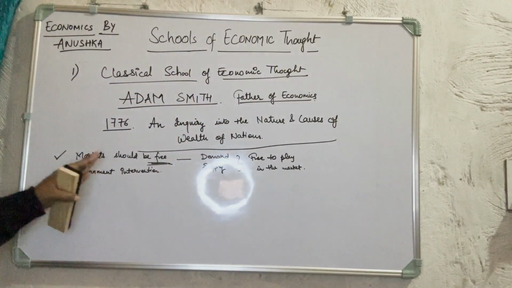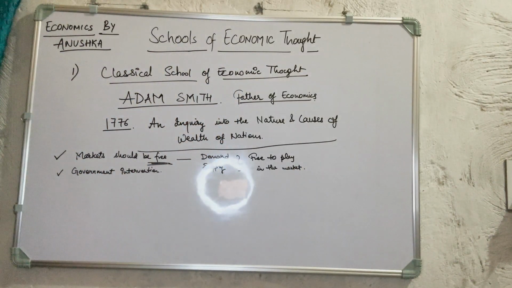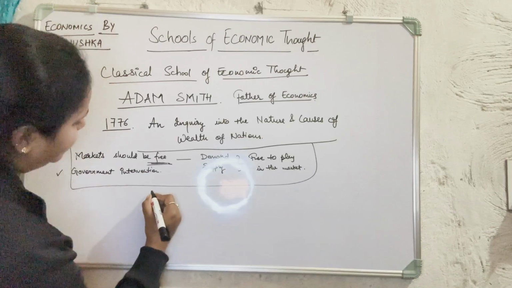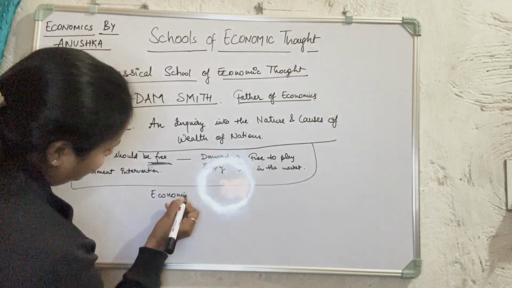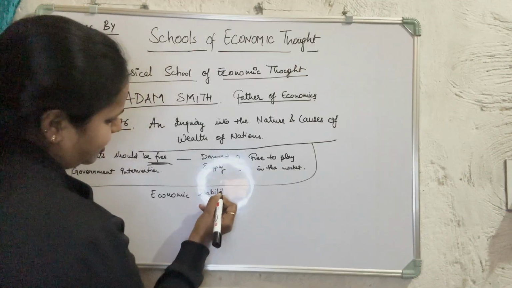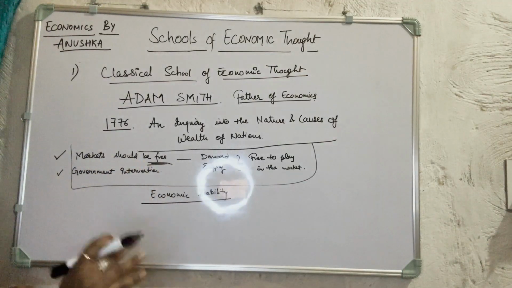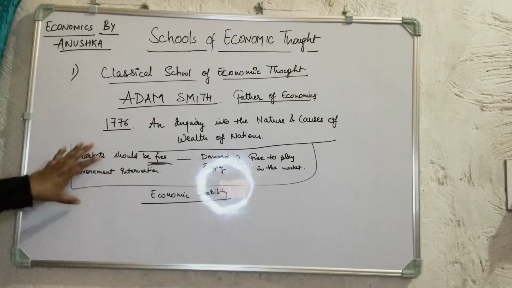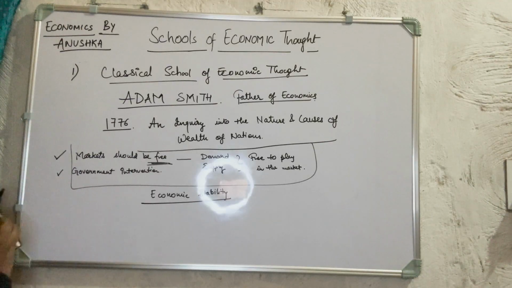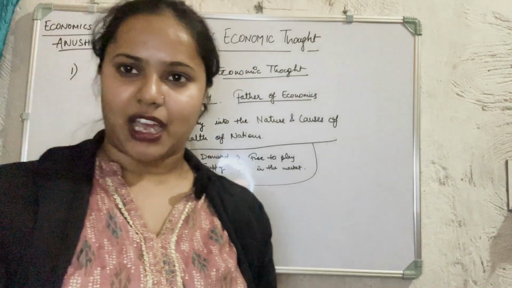And what would these 2 points be delivering? That market should be free and government intervention should be less. This total scenario would lead to economic stability. He thought that in this scenario, the market should be free, demand and supply should play their forces in the market, and government should intervene less and less in the markets of a country. And this is the state when the economic stability will be established. But this is not the case. We will study more about it when we delve into the neoclassical school of economic thought. So let's move to that.